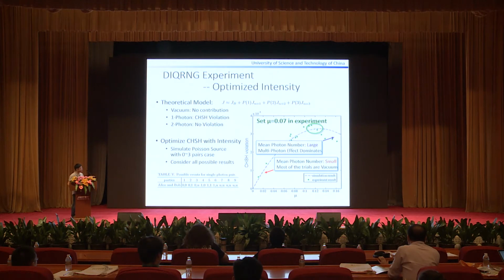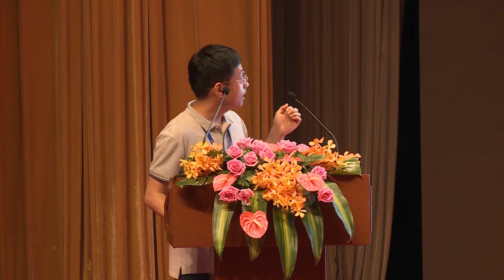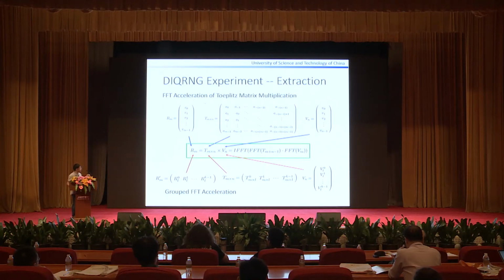We tested the optimized value in experiment, and we also modeled the multiphoton pair effect in theory up to three photon pairs. We consider all the possible cases, and then we optimize the value to be about 0.11. In the experiment, we conservatively selected 0.07 as the mean photon number to test the Bell inequality and to generate the random number. After we get the raw bits, we need to extract the final random number using a Toeplitz matrix. We used the FFT method to accelerate the multiplication of the Toeplitz matrix. Actually, we used a grouped FFT acceleration. This is not as optimized as the original FFT and convolution, but this method saves memory, so we can run our algorithm on a personal computer in 11 hours.